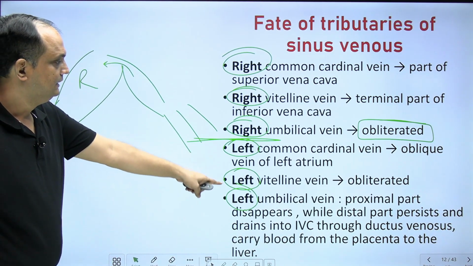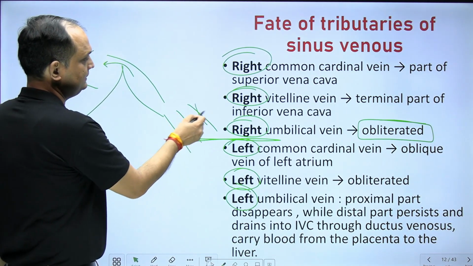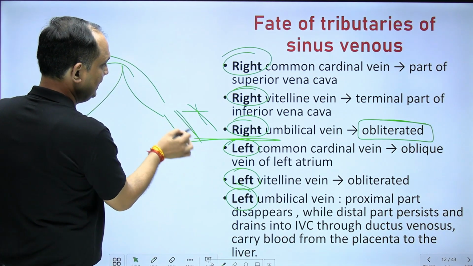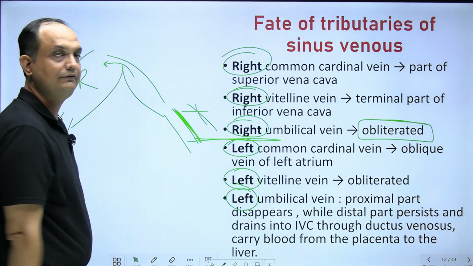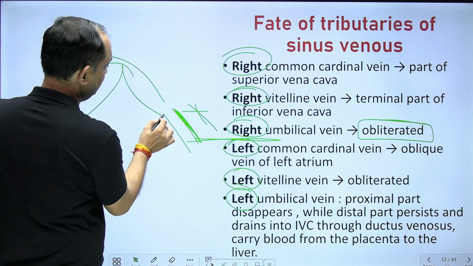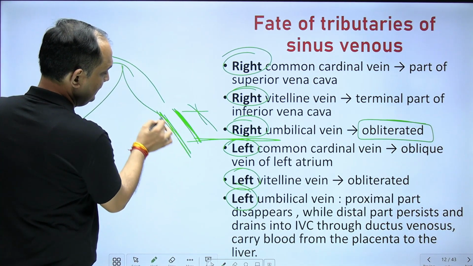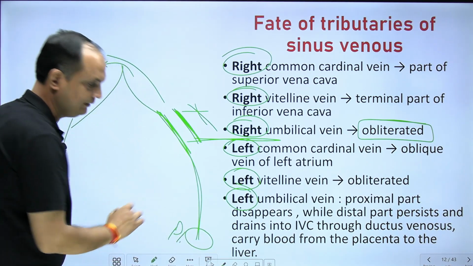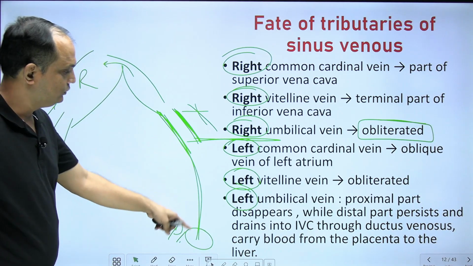Now what is the future of these 3 veins? If you see, the left vitelline vein disappears. The left common cardinal vein also becomes part of the vein of the left atrium. And now we will talk about this left umbilical vein. This left umbilical vein is going to your placenta. Clear?